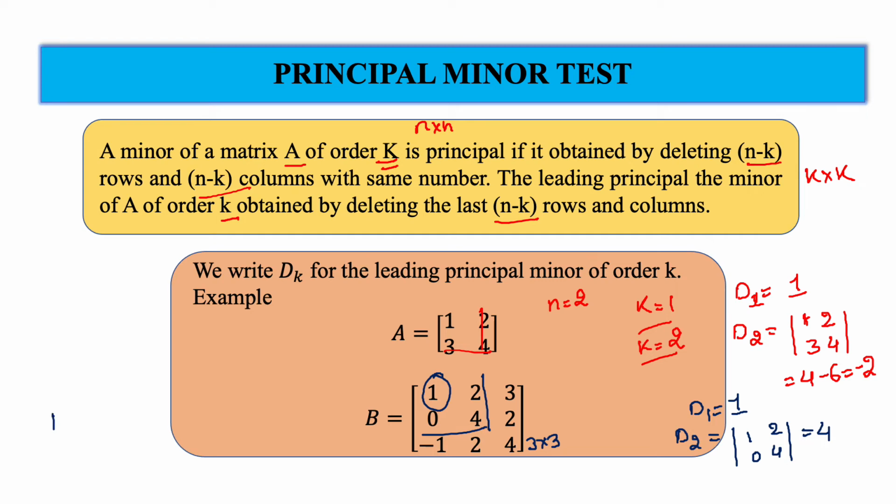Similarly, D3 will be the determinant of the order 3 by 3 matrix, which is the matrix itself, 1 2 3, 0 4 2, minus 1 2 4. So we can find this, and this will be D3. That is how we can find the leading principal minors.